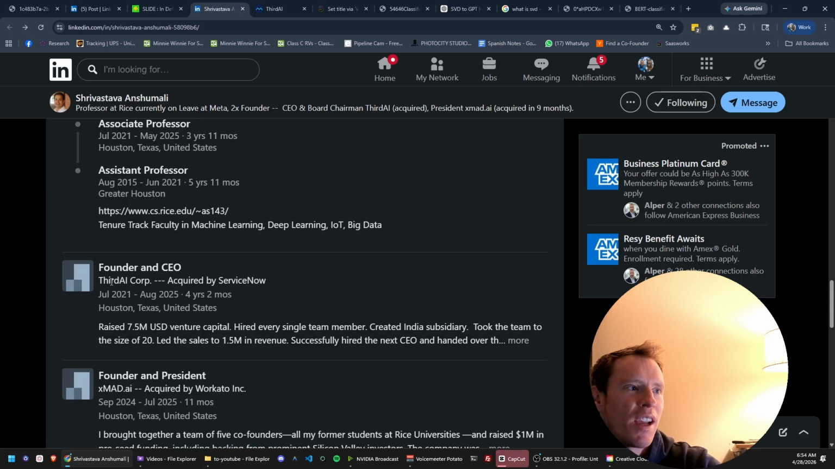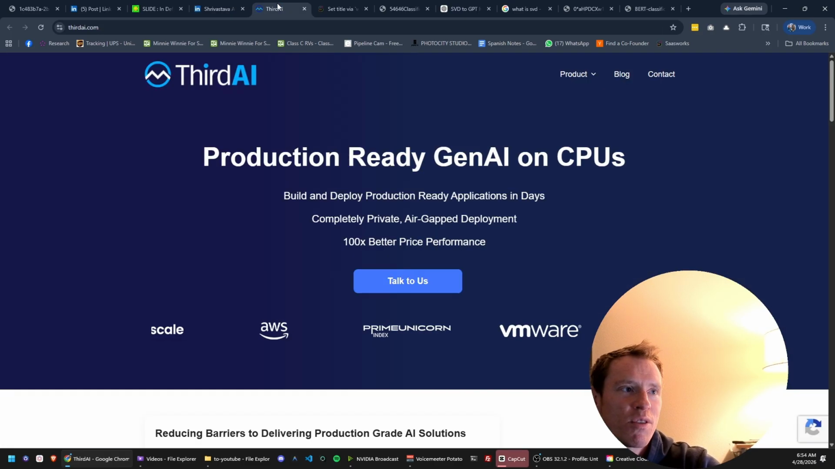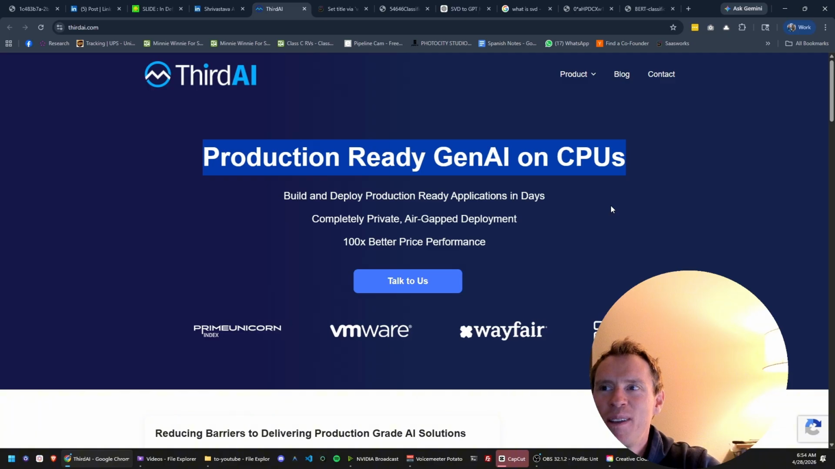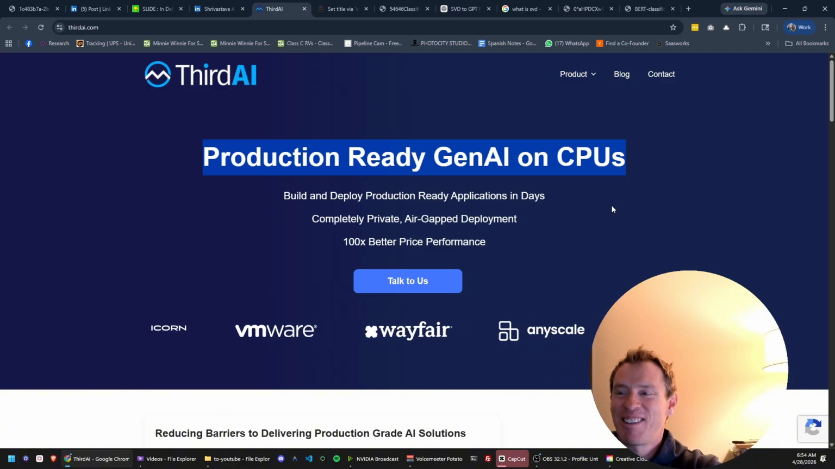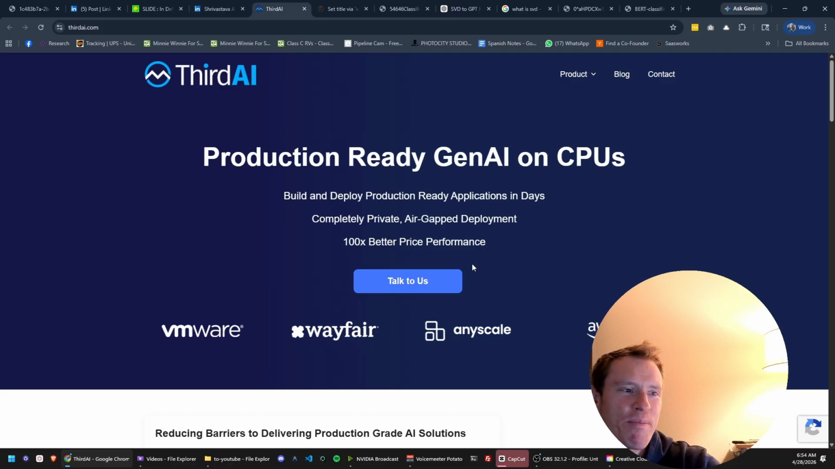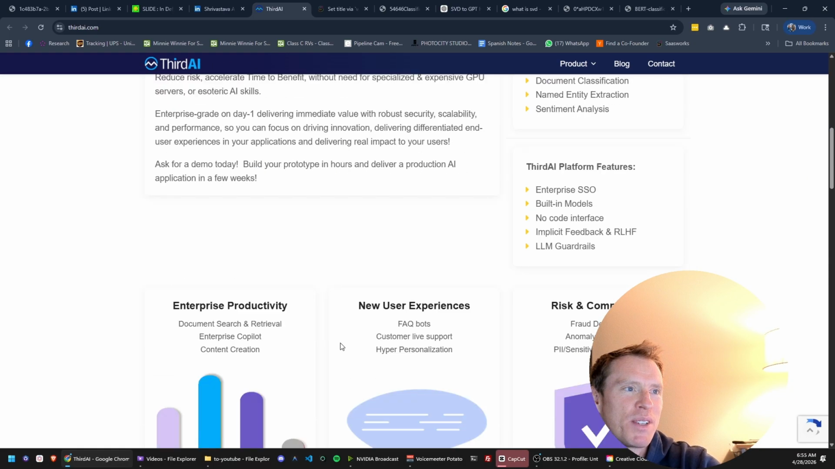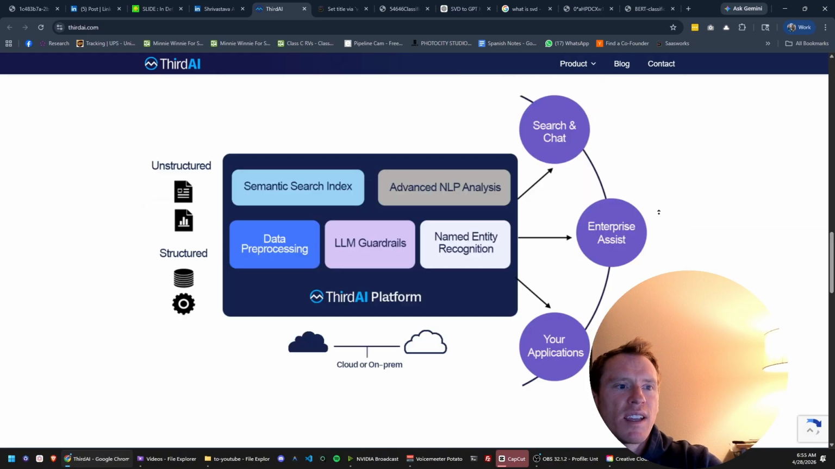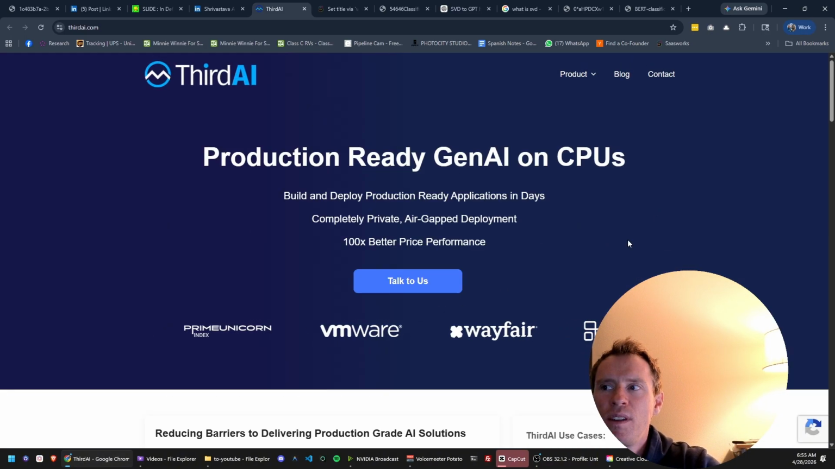This was Third AI Corp. And he got acquired by ServiceNow. So he was working on CPU-driven training. And right here, production-ready Gen AI on CPUs. So for those of you who actually watched and waited, have that patience, this is kind of what I was driving toward. So right here, semantic search index, data preprocessing, named entity recognition. But it's this idea that you really don't need a GPU.